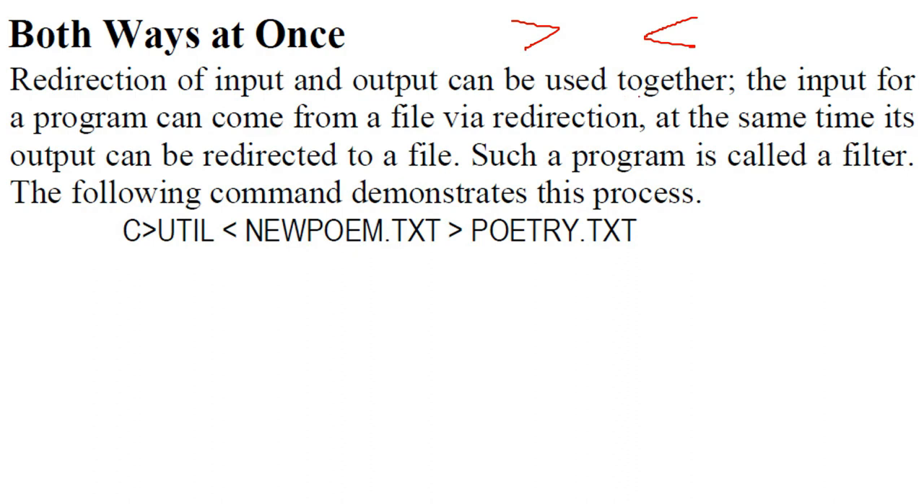If you want to use the redirection operators for inputting and outputting, you can use them together. So redirection of input and output can be used together. The input to the program can come from a file via redirection, and at the same time the output can also be redirected to a file, and this program is called a filter. Let us see a command. This is our program util. This is new poem.txt. So you are taking the content of new poem.txt and transferring it to poetry.txt.